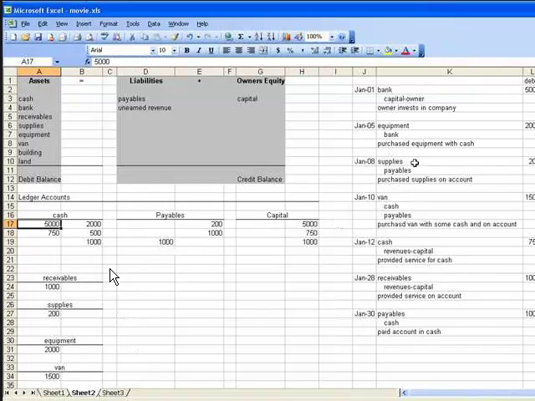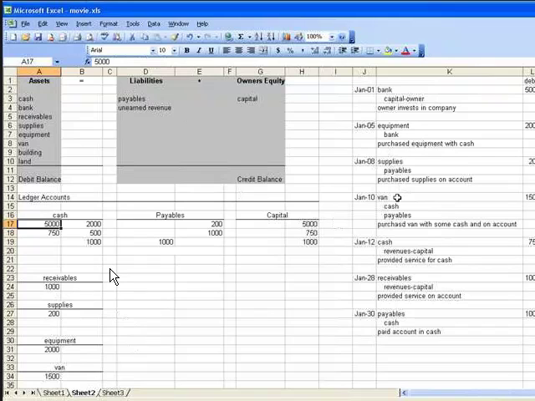Third transaction, we've got $200 worth of supplies. So supplies has to be debited $200, and we incurred some debt here. Okay, so we have a payables of $200. So payables has to go up $200, and because payables is on the right-hand side, you increase it by putting it on the credit side.